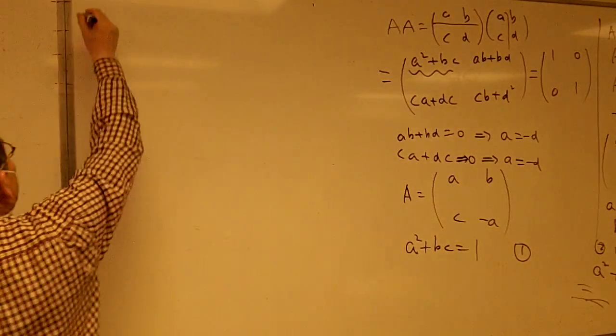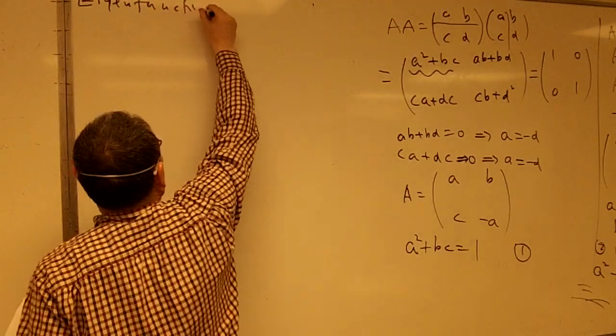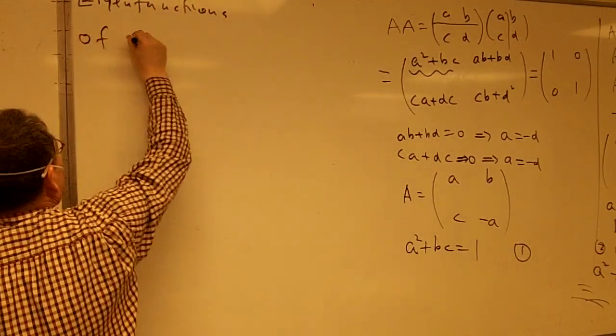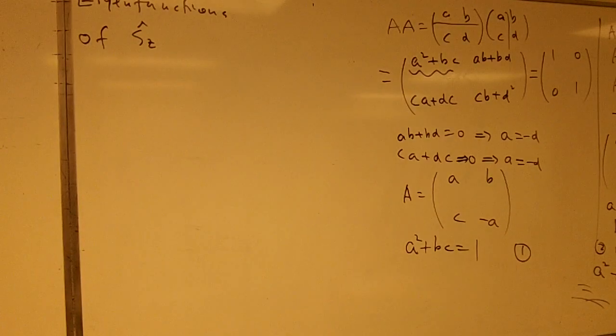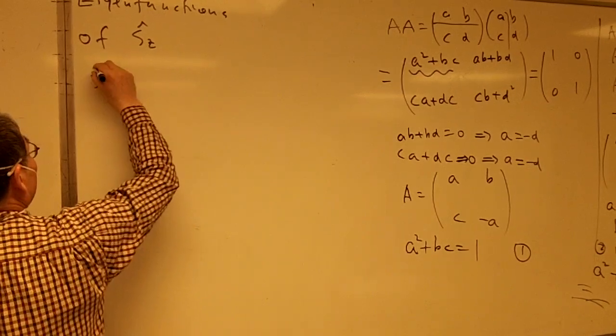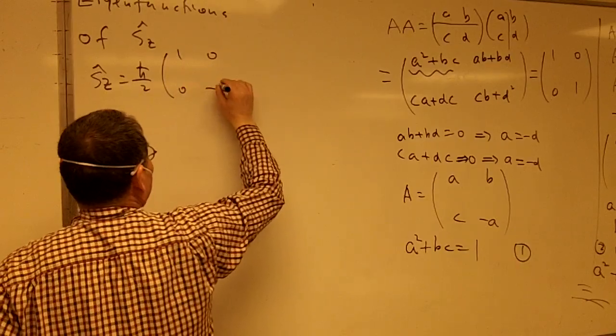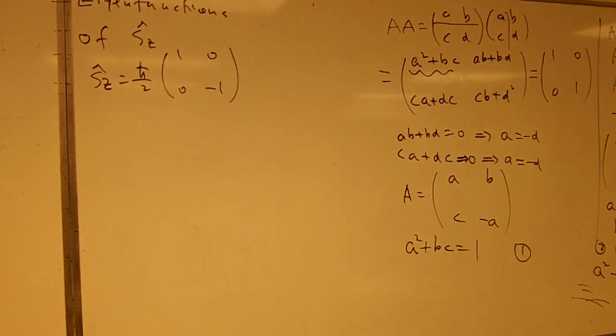So here our job is we want to find the eigenfunctions of Sz hat. We are trying to find eigenfunctions of Sz hat, even though it's really simple, but I really insist we need to find an eigenfunction for Sz. Let me write Sz in terms of matrices. This is 1, 0, 0, negative 1. And this is the spin matrix which we have.